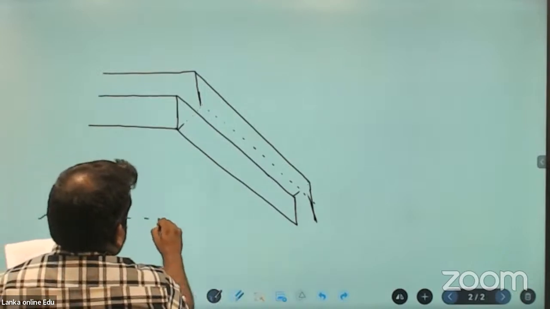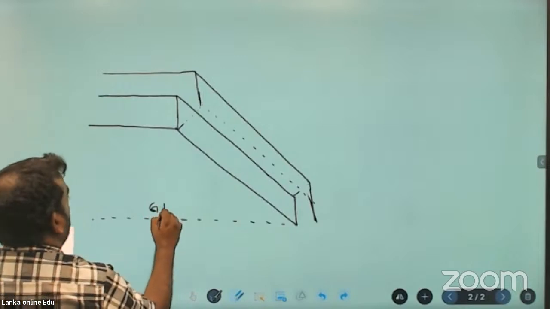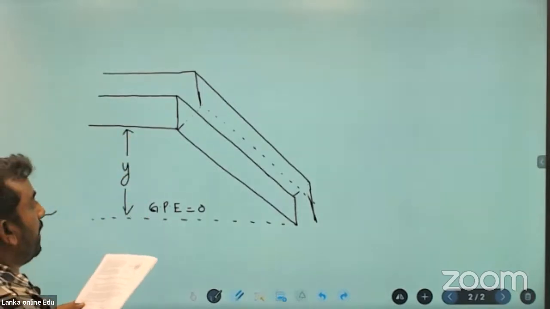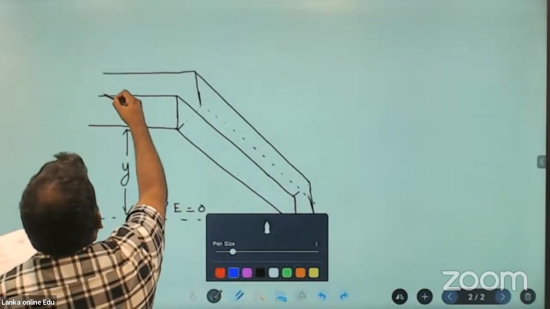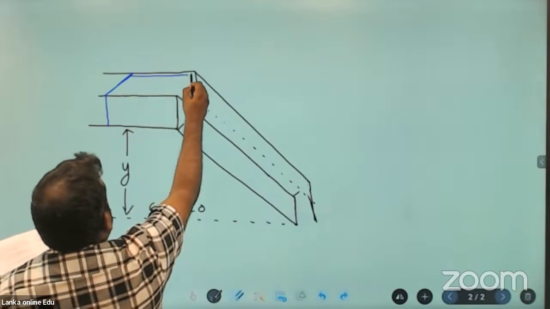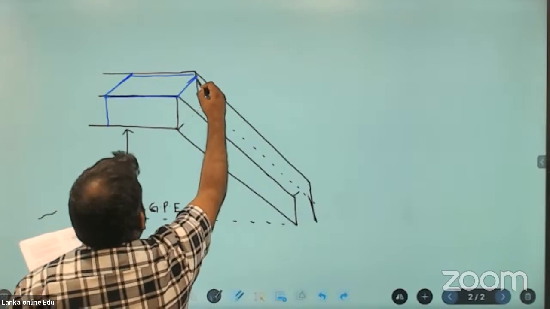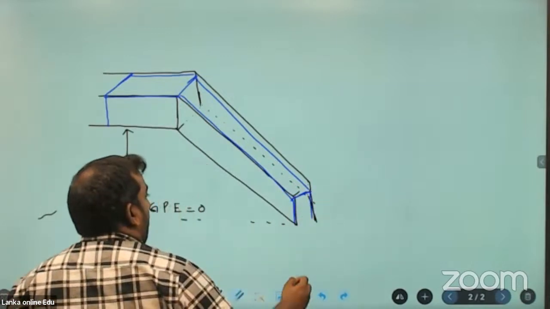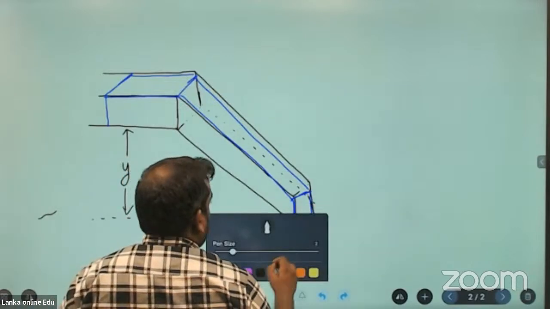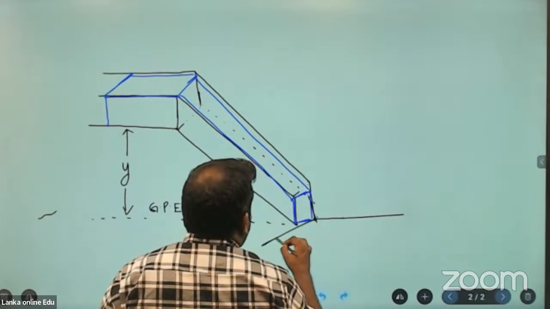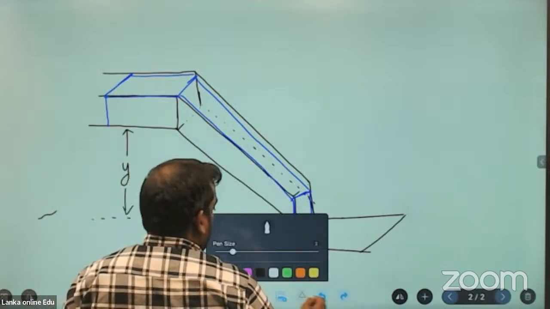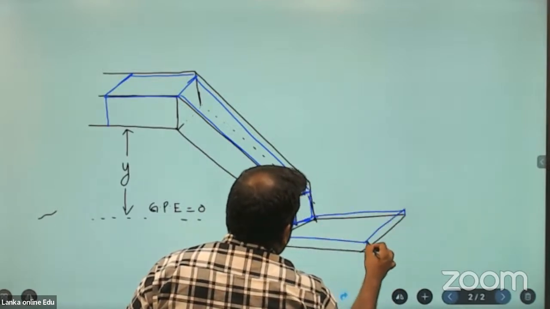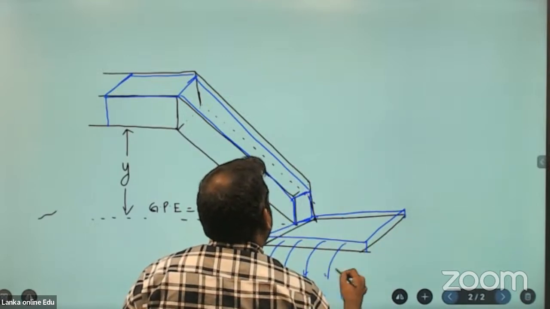Look at this carefully. GP equals 0 line. Here they are marked and given y. All of you can see water here. Water is traveling at a particular height. Water is traveling here too at a particular height. And then water enters this region with a great width, and then water comes in. There you go.